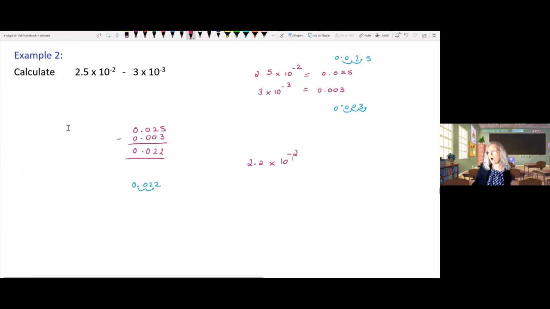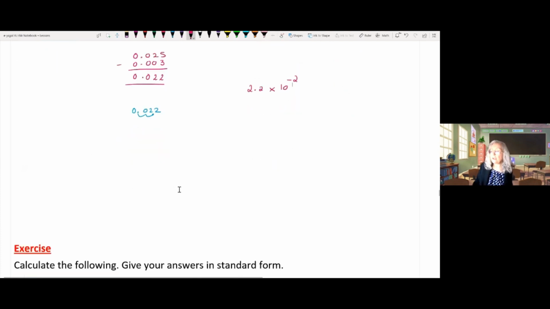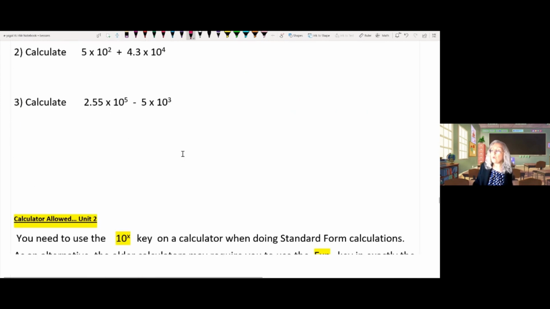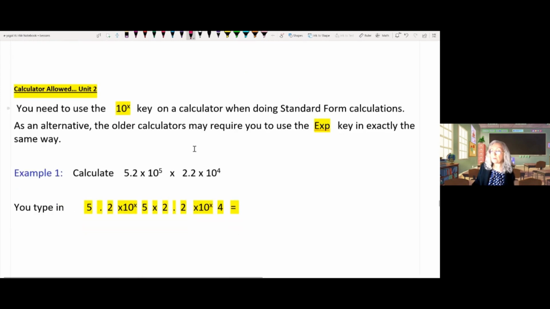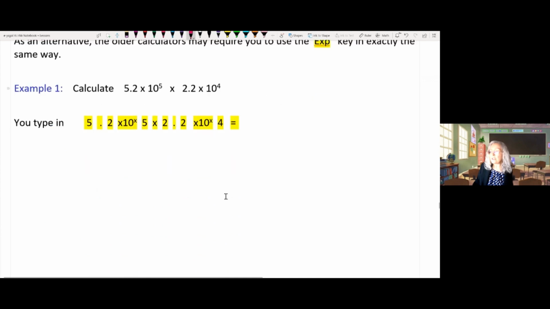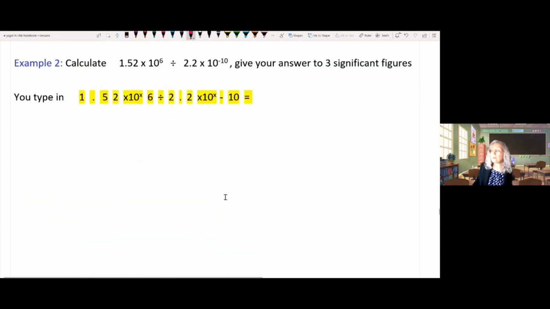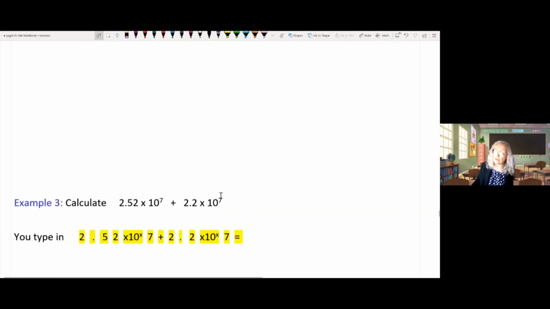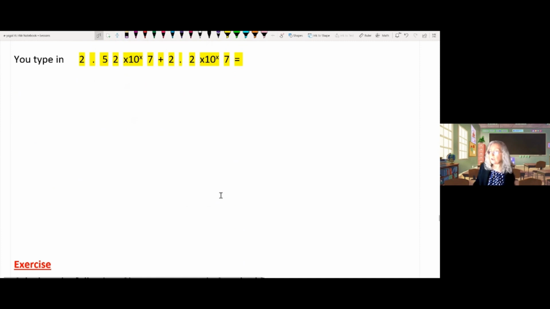Now, if you are doing these on a calculator, if it comes on the calculator paper, then it's much, much easier because you can just type them into the calculator. And I've got some information here a little bit later on how. So there's some more questions to try. I'll put the answers for those up later. And then I've also got details down here of how you type these into your calculator, what buttons you use. It's much easier if it comes on the calculator.